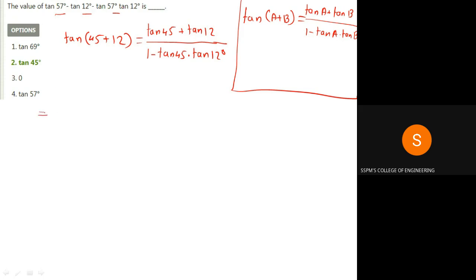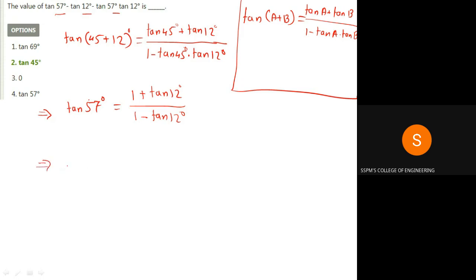Now what can we do next? On the left hand side, 45 plus 12 is tan of 57 degree. What is tan 45? Tan 45 is equal to 1. So we can write 1 plus tan 12 in the numerator. What is in the denominator? 1 minus tan 45, and the value of tan 45 again is 1. So 1 minus tan 12 degree.